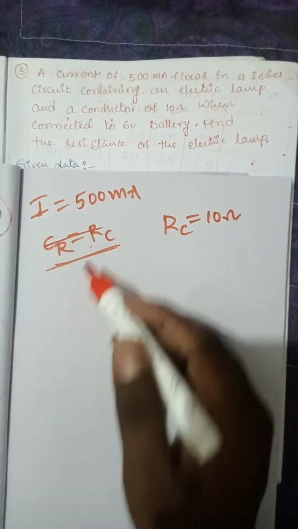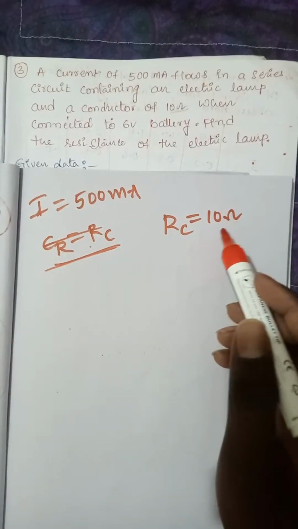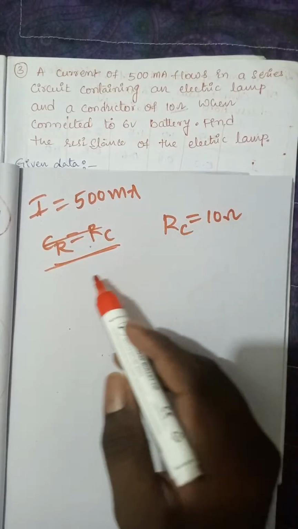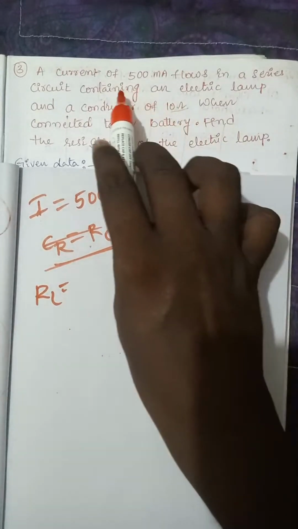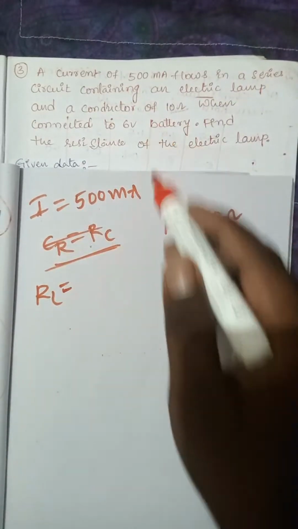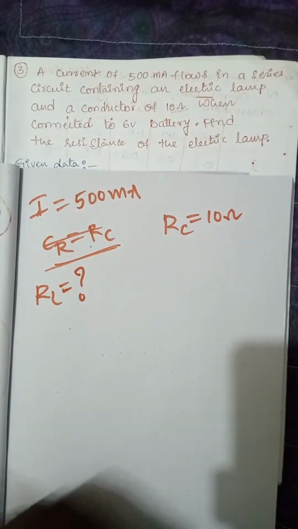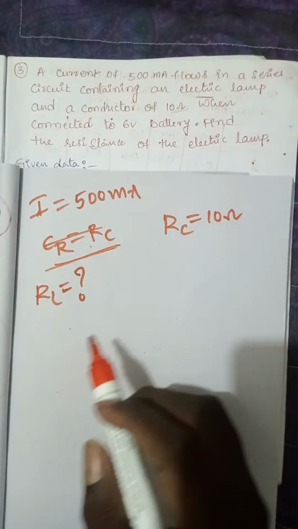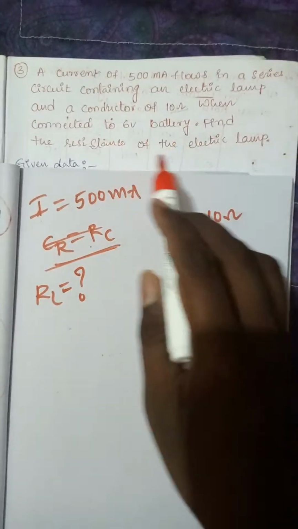So don't worry about it, it is a simple equation. The resistance of the conductor is 10 ohm, and we need to find the resistance of the electrical lamp. Now find the resistance of the lamp. Any other data? Yes.